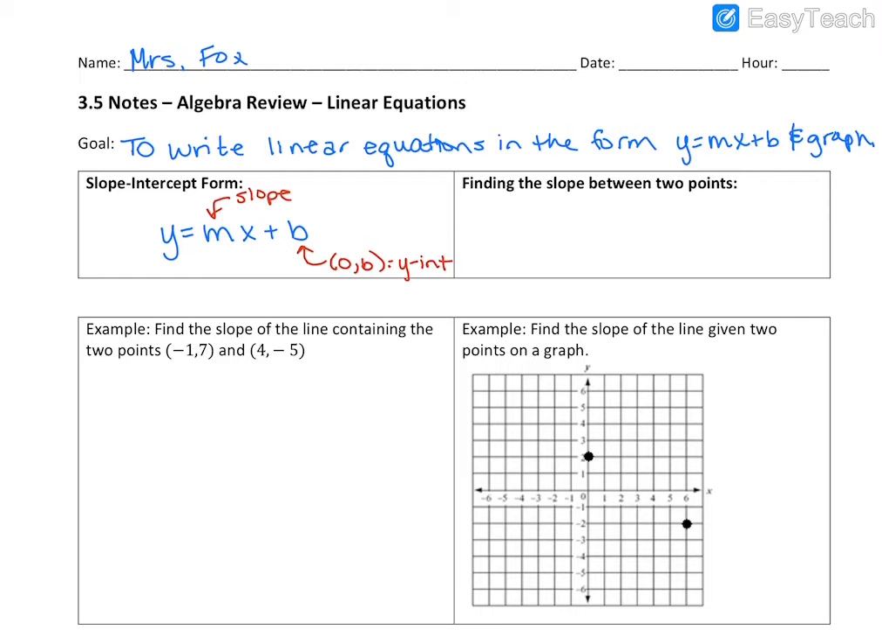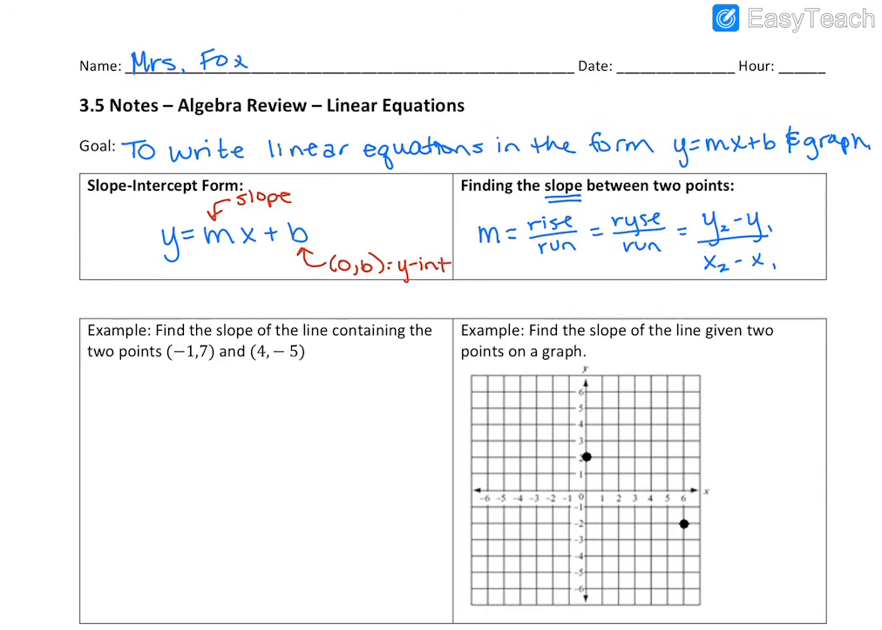To find slope, that is the m in the equation. Okay, so that's the slope. It's rise over run. Some people like to spell rise with a y because then it helps them remember that the y's are on top, because the formula for it is y2 minus y1 over x2 minus x1.